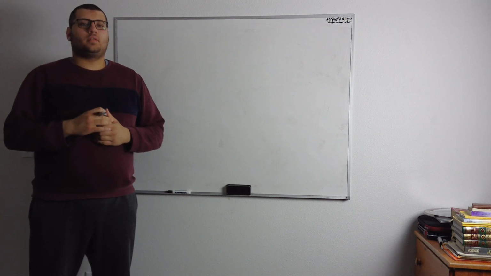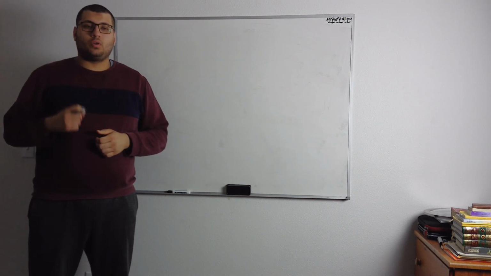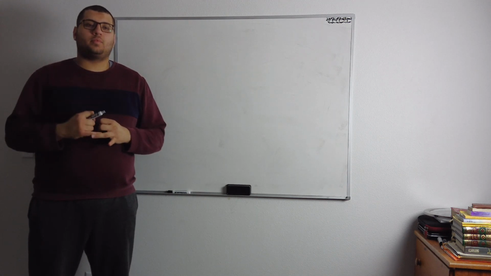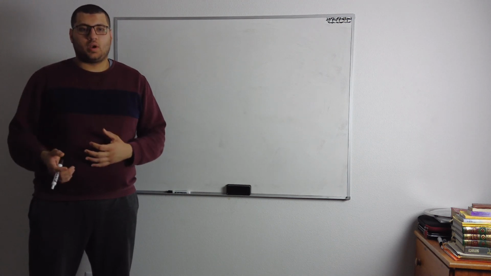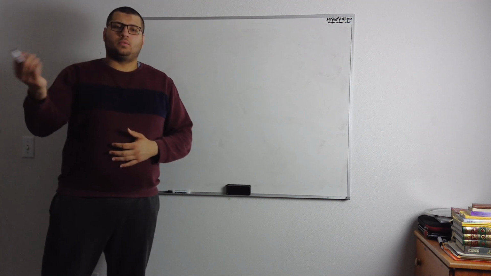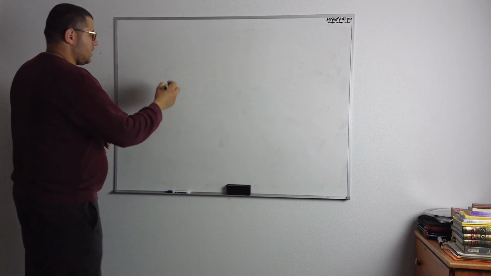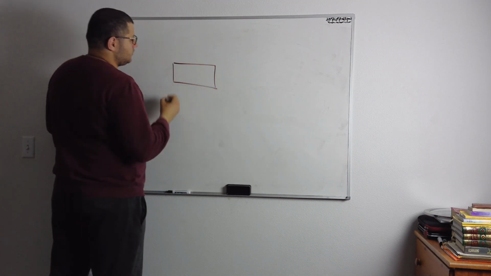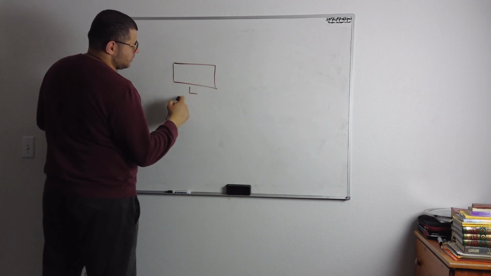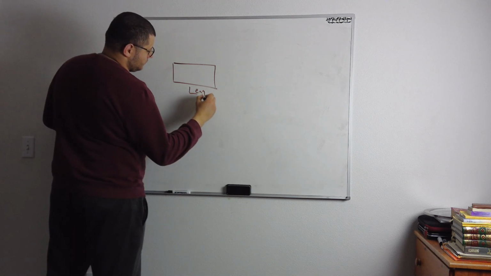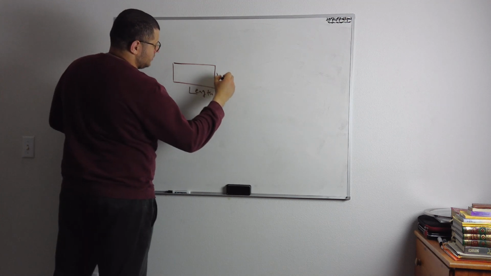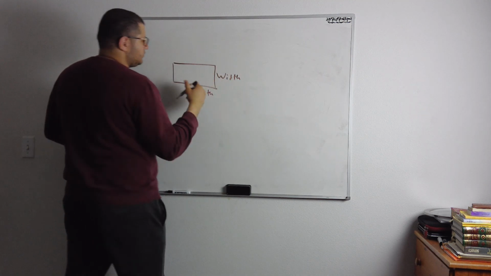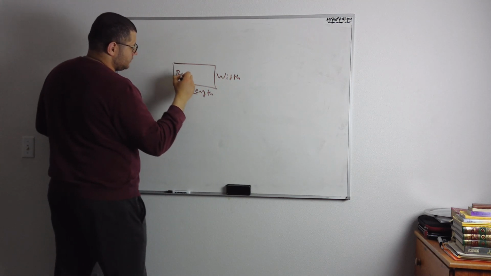As you can see in the title of the video, in this video we are going to cover how to find the area and the perimeter of a rectangle and a square. Alright, now let's draw these shapes out. So we have a rectangle here. A rectangle has a length and a width. This is called a rectangle.